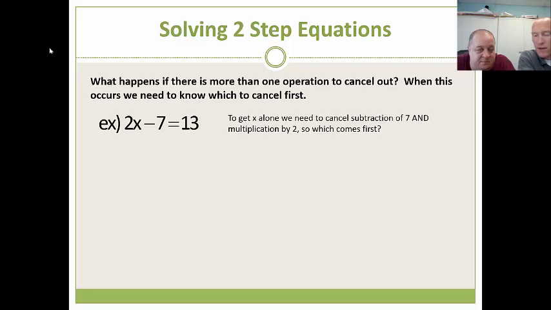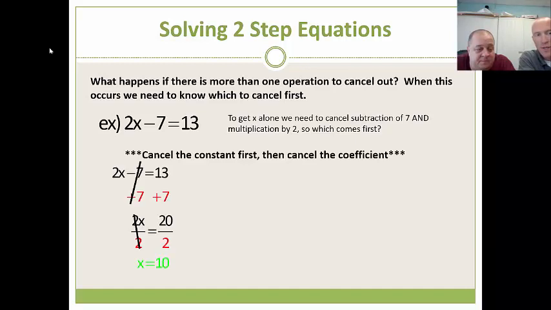Another way to look at it is doing the reverse of order of operations. So instead of multiplying or dividing first, we're actually going to add or subtract first. So we're going to get rid of the 7 first. How do we get rid of subtraction? We need to add it to both sides. So we add it to both sides, and then to get rid of the 2x, the 2 in front of the x, since they're being multiplied, we would divide. So we add 7 to get 20, divided by 2 to get our answer of 10.